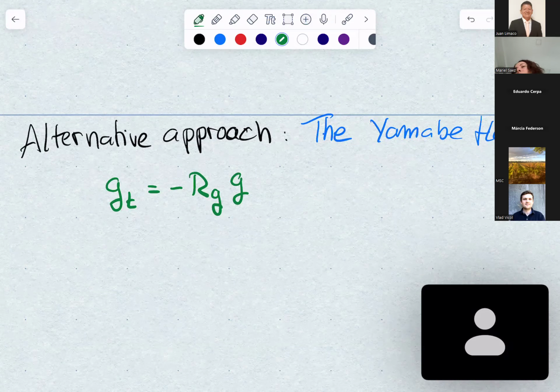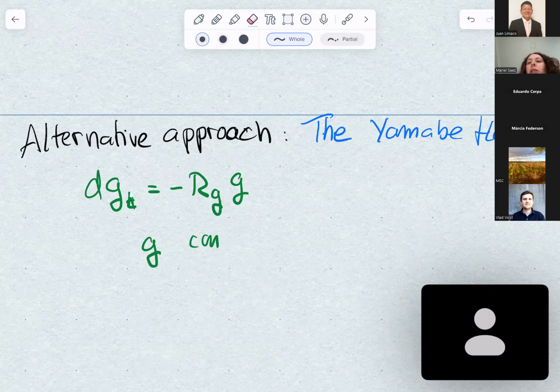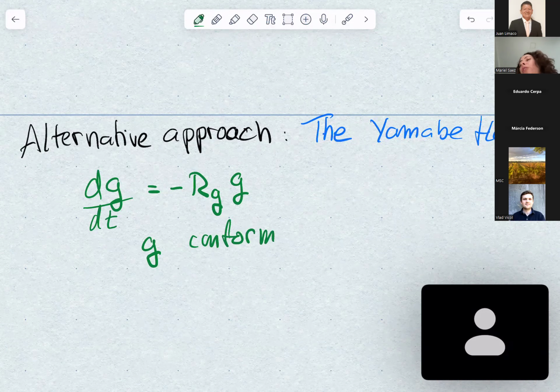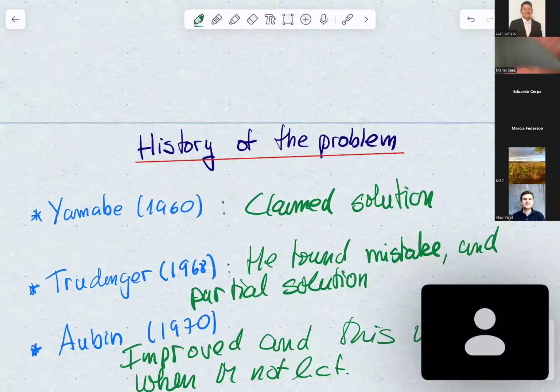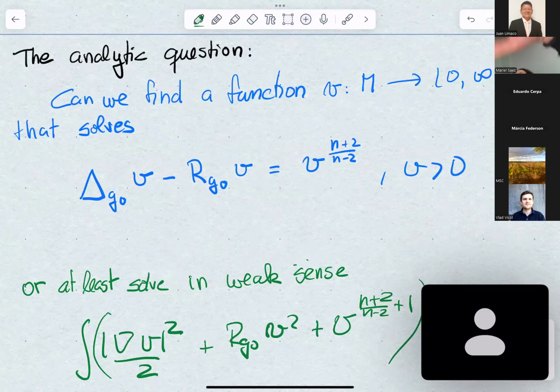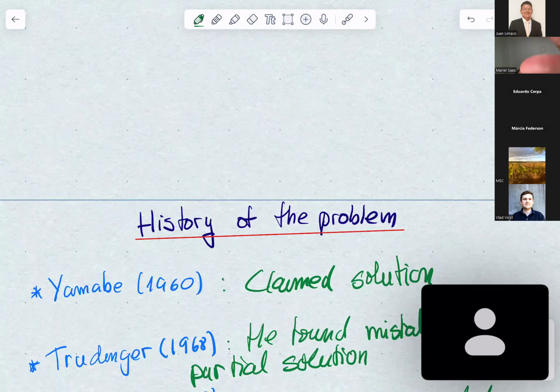But he also asked for the metric to be conformal. By this, I mean the derivative in time. So sorry, let me write it like this to be more clear. g is conformal for every time. So if you look at the elliptic equation that I wrote a few slides above, this one basically would be the parabolic analog to this equation. So you would have V_t equal to Laplacian V minus R minus this term here, and you would be trying to solve that parabolic equation.